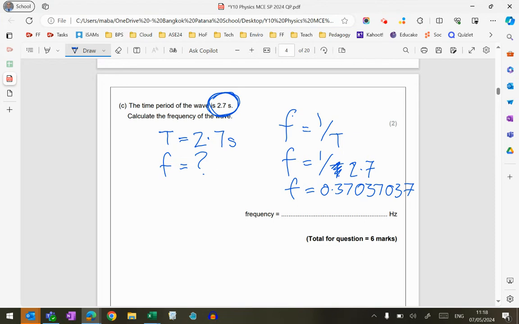So if you look there, you can see that there's 2 significant figures for the input data, which means that I need to give my answer to 2 significant figures. So 0.37, and then of course the units, it's already given to you, those are in hertz. Okay, and that was question 1.